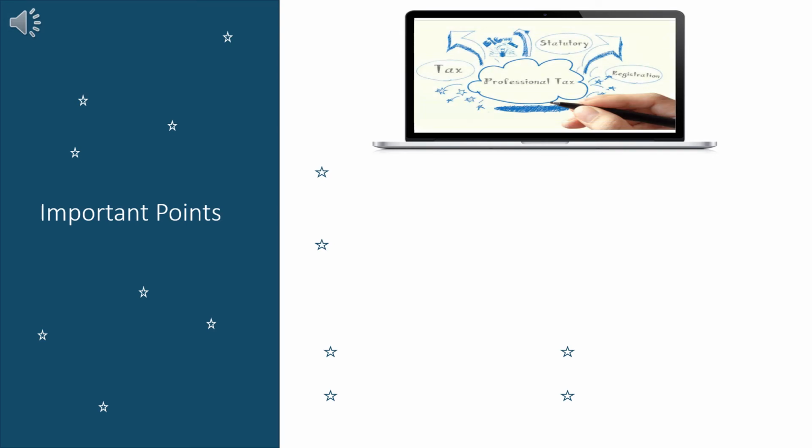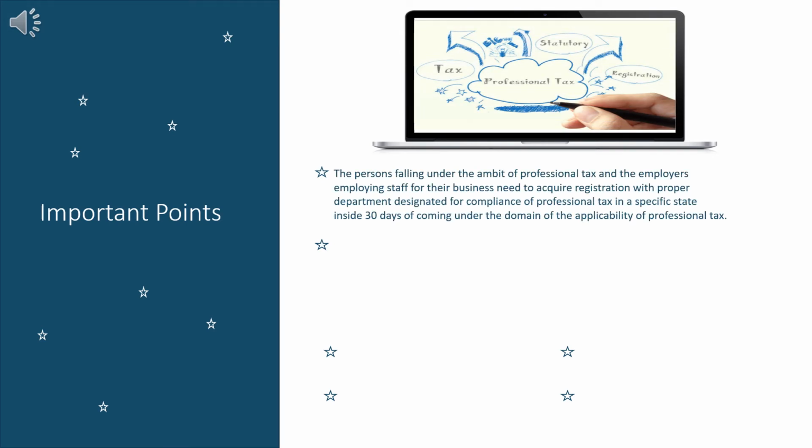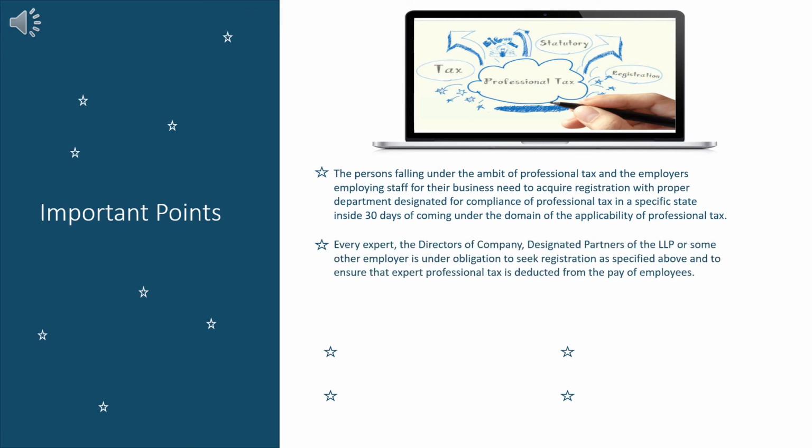Important points. The persons falling under the ambit of professional tax and the employers employing staff for their business need to acquire registration with the proper department designated for compliance of professional tax in a specific state within 30 days of coming under the domain of the applicability of professional tax. Every expert, the directors of a company, designated partners of the LLP or some other employer is under obligation to seek registration as specified above and to ensure that professional tax is deducted from the pay of employees.